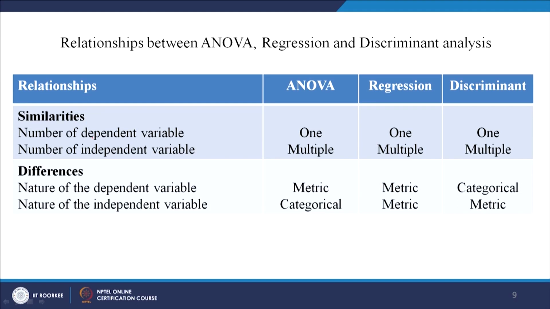So, look at this interesting table. The similarities between ANOVA, regression and discriminant. Number of dependent variables: in ANOVA you had 1, right. In regression you also have 1, in discriminant also you have 1. Number of independent variables: multiple, differences. Nature of the dependent variable: metric in ANOVA, metric continuous in regression, but here categorical. Nature of the independent variable: categorical in ANOVA, metric in regression and in discriminant metric, right. So, this is basically the relationship and the difference, right.